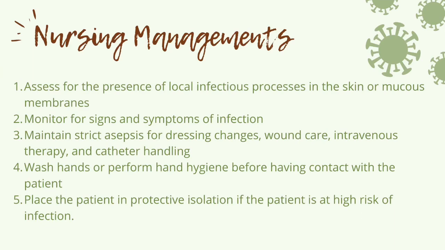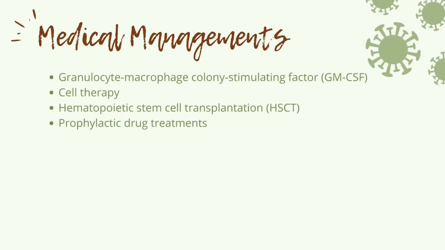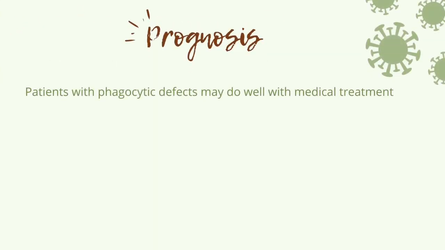Fourth is to wash hands or perform hand hygiene before having contact with the patient. And then next is to place the patient in protective isolation if the patient is at high risk of infection. Medical management for phagocytic dysfunction would be granulocyte macrophage colony stimulating factor, cell therapy, hematopoietic stem cell transplantation, and prophylactic drug treatment. For the prognosis of the disease, patients with phagocytic defects may do well with medical treatment.